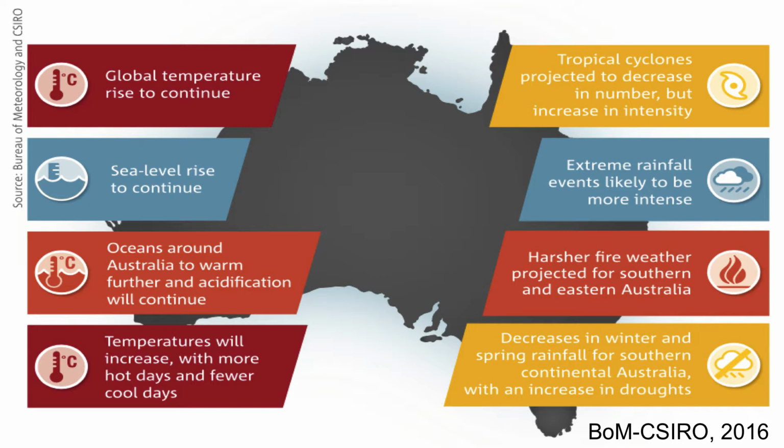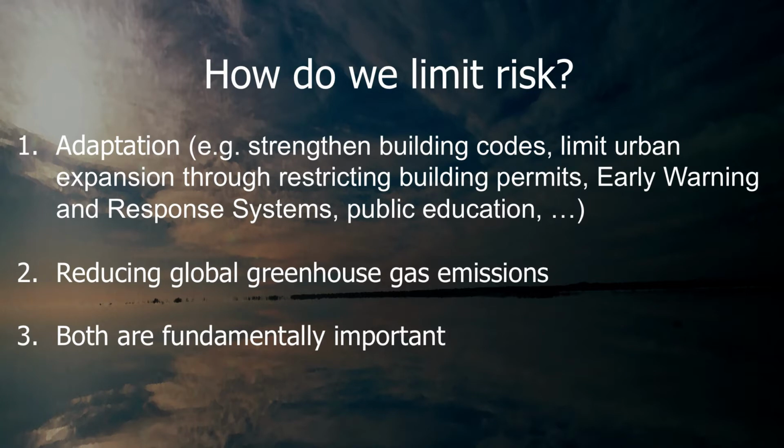And we find that winter and spring rainfall in southern Australia tend to become reduced, and that's associated with an increase in the occurrence of drought and the duration in which we are in drought. So how do we limit these risks? Well, how do we reduce that global warming?